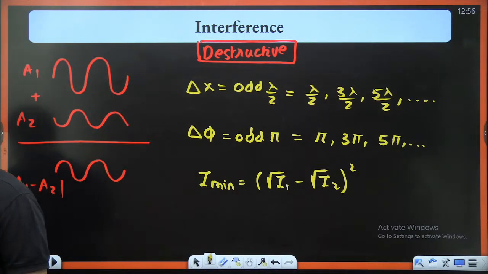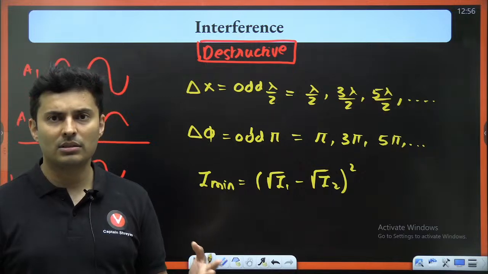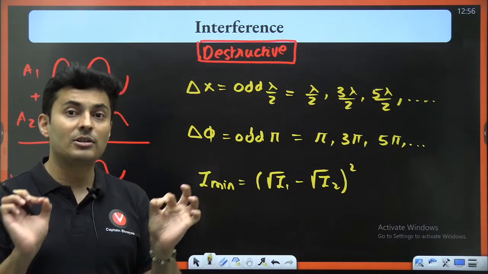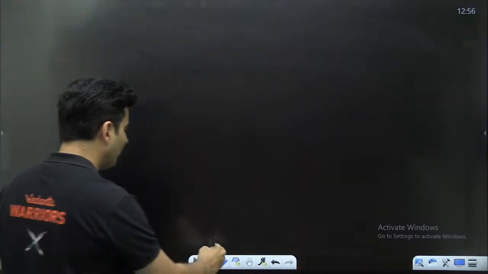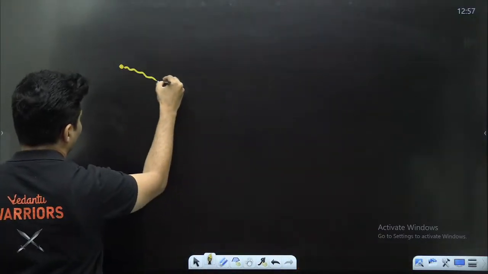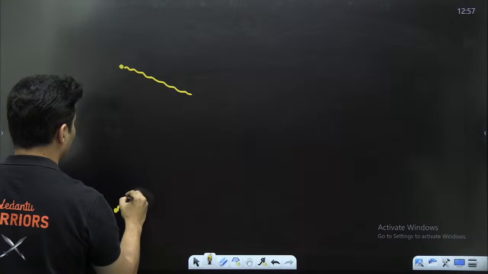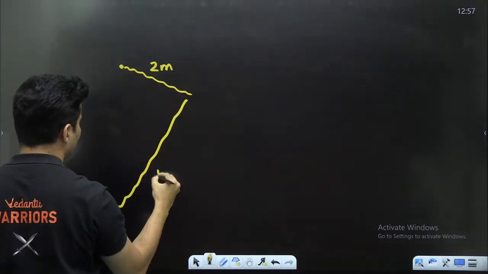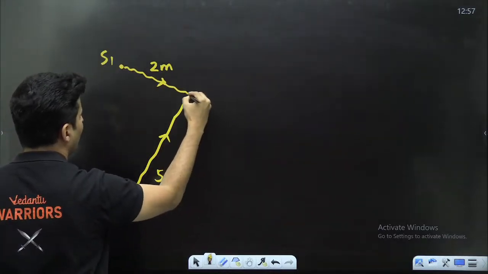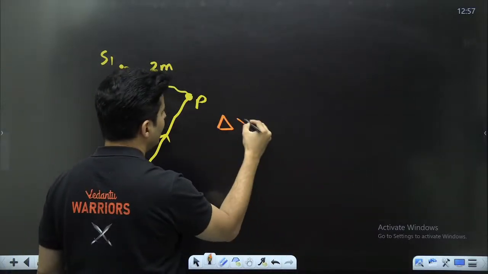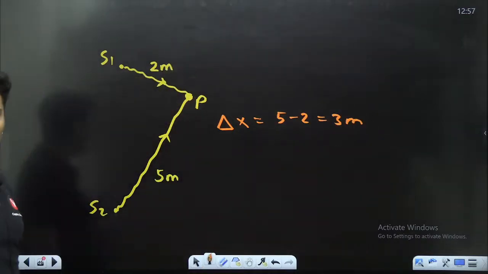Yes. Difference between phase difference and path difference. Number one, unit. Phase difference is always in radians. Path difference is in meters. Path difference is the actual difference of the path of the two waves which are meeting. For example, one source is here, the light is coming like this. Another source is here, the light is coming like this. Maybe this is 2 meters and this is 5 meters in length. This is source number 2, this is source number 1. This is the point where they are meeting. So at that point, delta x will be 5 minus 2, which is basically 3 meters. That is the meaning of path difference.